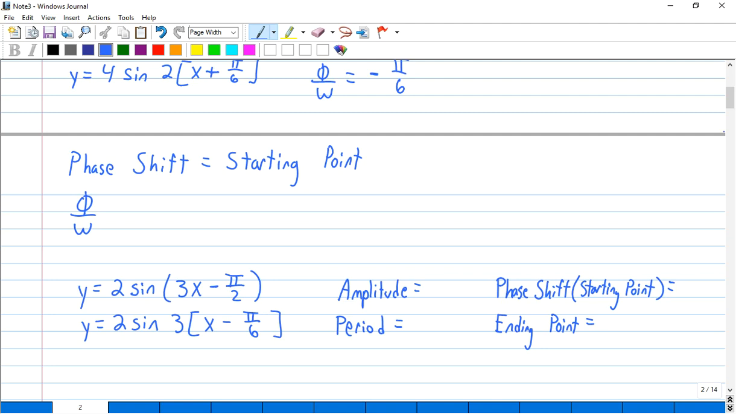So the amplitude here is the absolute value of 2, which is 2. How do I figure out the period? It's 2 pi divided by omega. So what's our omega here? 3. So one complete period will have a length of 2 pi over 3, or 2/3 pi. Now, our starting point for our graph is going to be at a positive pi over 6 because there's a minus in front.